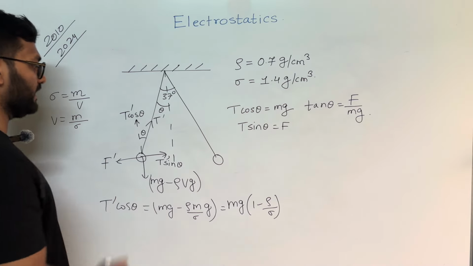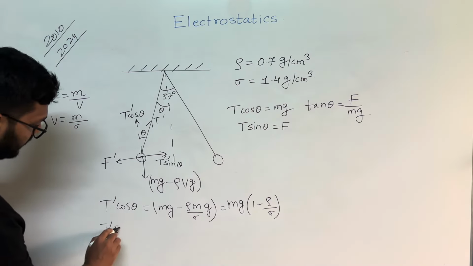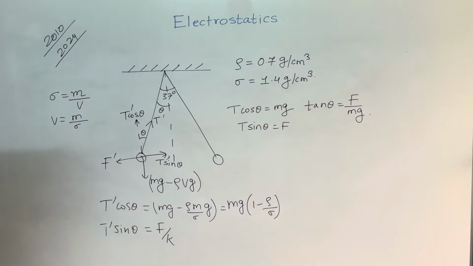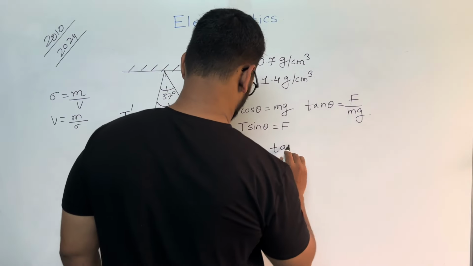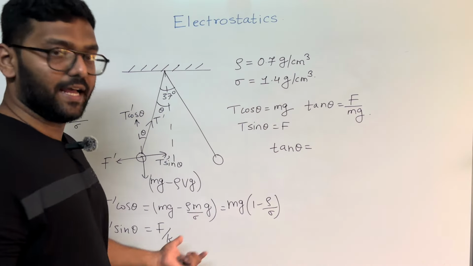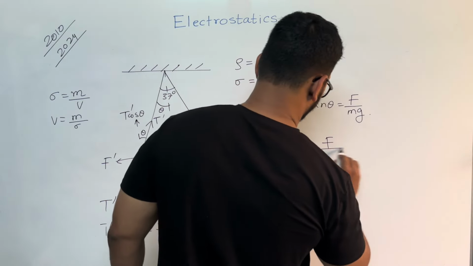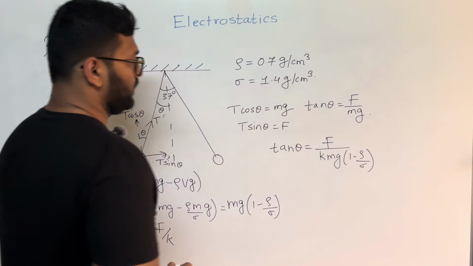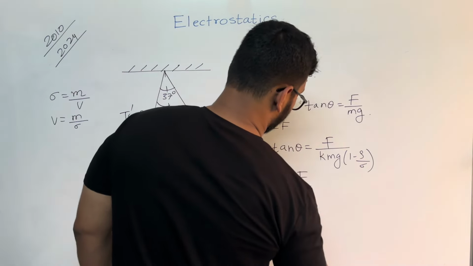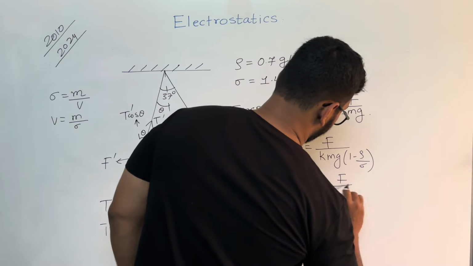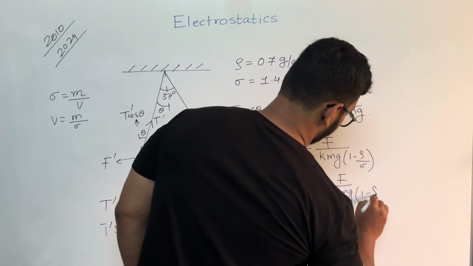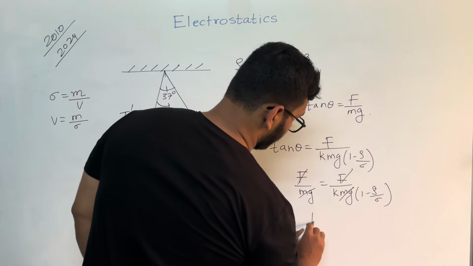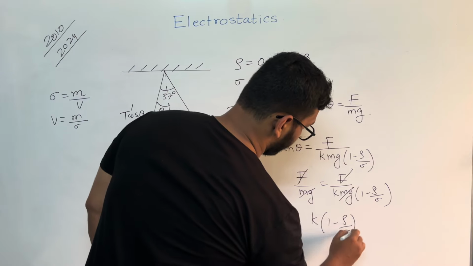Which will balance out T dash sin theta. So T dash sin theta is nothing but F by k, right? So T dash sin theta by T dash cos theta will be tan theta, which is equal to, what is tan theta? F by k divided by mg into 1 minus rho by sigma. Now these two are equal, so F by mg is equal to F by k mg into 1 minus rho by sigma. So F and F get cancelled, mg gets cancelled, so you will get k into 1 minus rho by sigma is equal to 1.